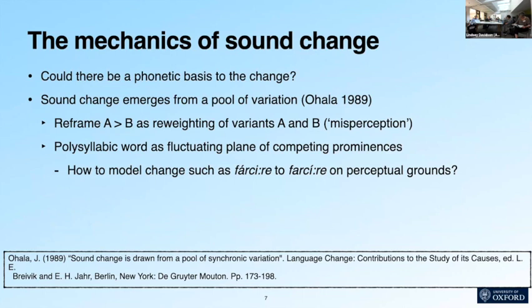And by that, I mean that rather than thinking about a sound change being from form A to form B, we could think of it in this variationist way of forms A and B coexisting all along, but in differing weightings. So to start with, form A is dominant, and at the end, form B is dominant. So we could then think about our polysyllabic words as being kind of fluctuating planes of competing prominences, which are playing with the listener's perception. And so I'm thinking, can I model a change such as farcire to farcire on perceptual grounds alone?